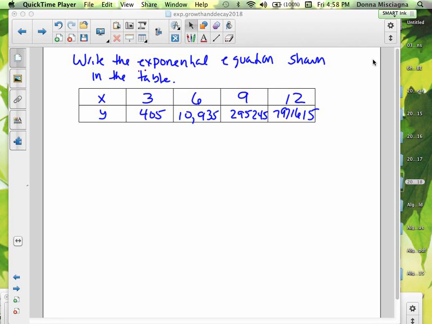All right, so one of the first things I notice, we are told it's an exponential equation. We write the exponential equation shown in the table. One of the first things I notice is I'm not given consecutive terms.